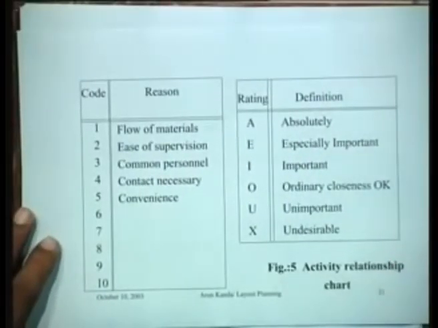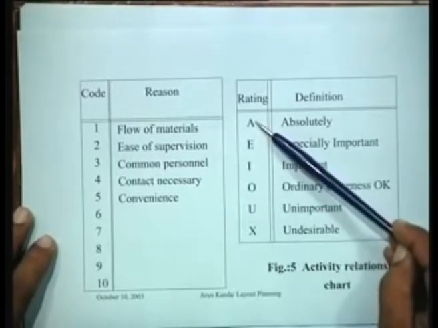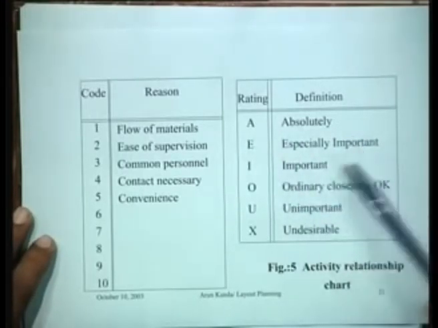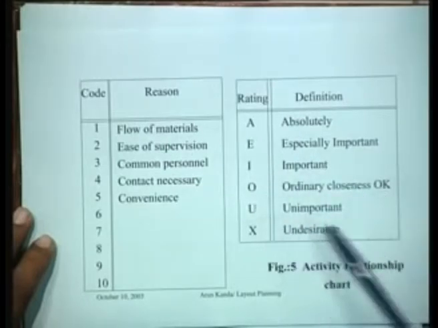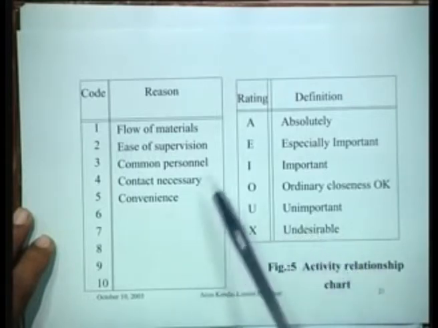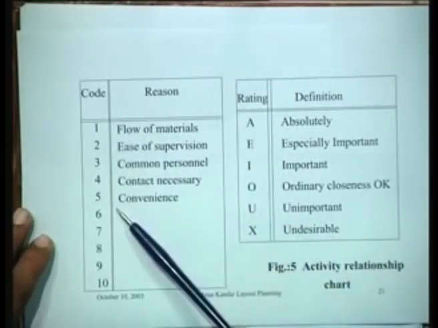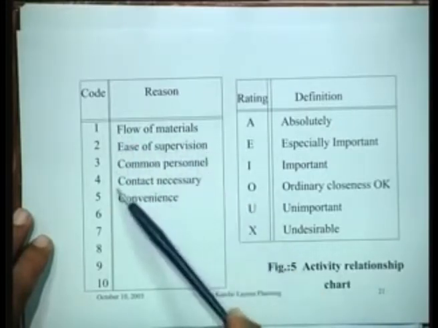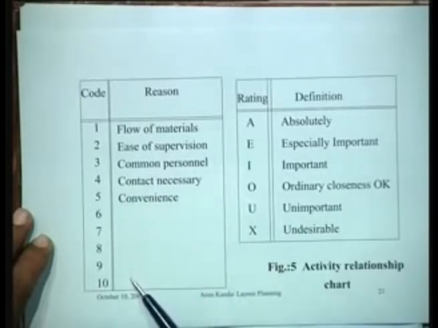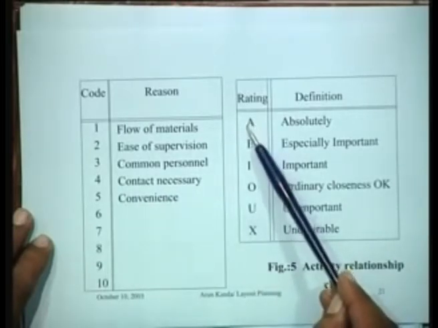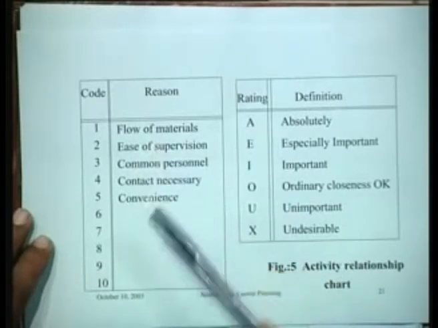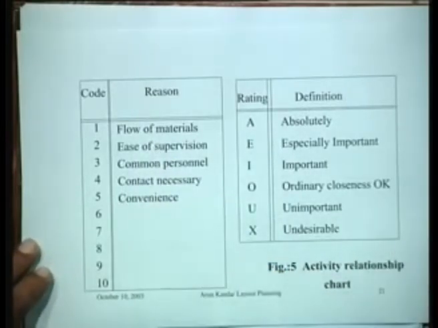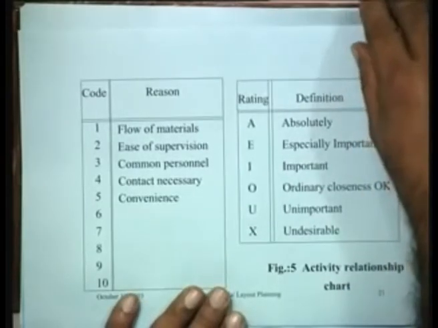Basically, the question that you are asking, when we are talking about these ratings: absolutely essential, especially important, important, ordinary closeness okay, U unimportant, and X is undesirable. And when you are giving any rating, it could be for various reasons, for which you could give a code, like flow of materials, ease of supervision, common personnel, contact necessary, convenience, or something else. So when you give a rating, you might see whether it is for this reason or that reason or whatever. That's the idea. On the basis of this information, we can develop what is called an activity relationship chart.